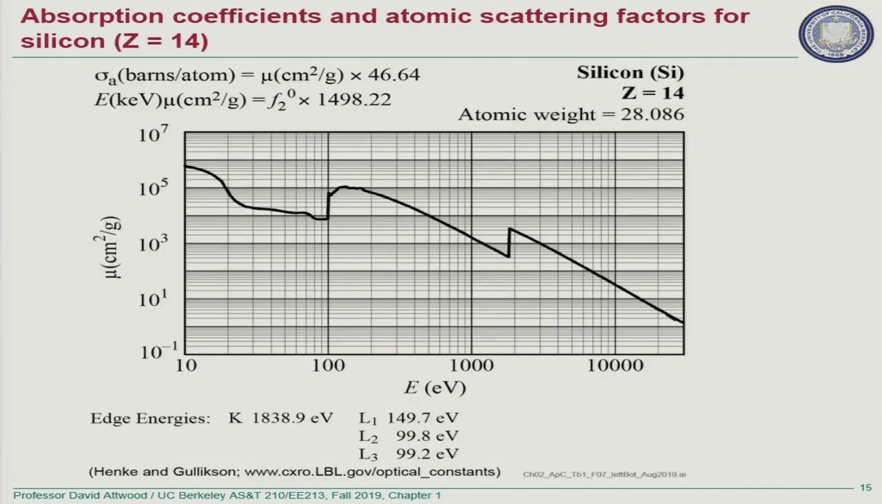And this is a plot of the scattering factors for silicon. So this is the mu parameter, which is the absorption. And particularly, you can see two really clear absorption edges: there's the L edge around 100 eV, and then the K edge around 2,000 eV.